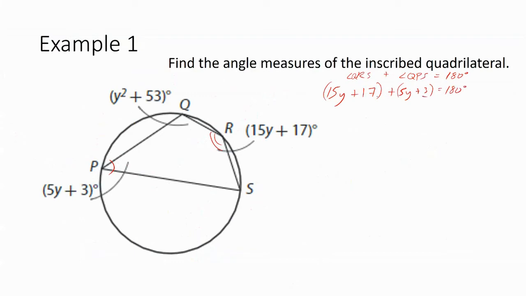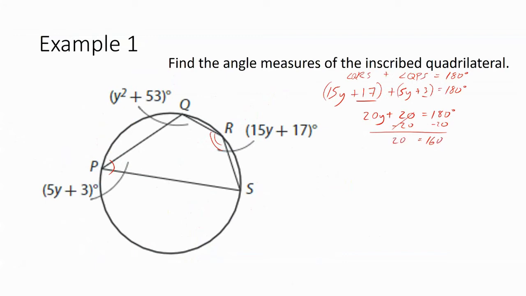Combine like terms. All right, so we got that 20 there. And then 15y plus 5y is 20y. Tell me why. All right, equaling 180 degrees. Subtraction property. And don't forget the property of equality. What you do to one side, do the other.